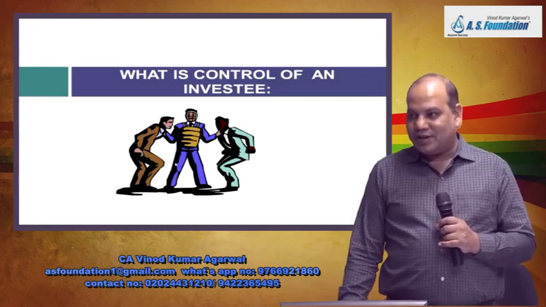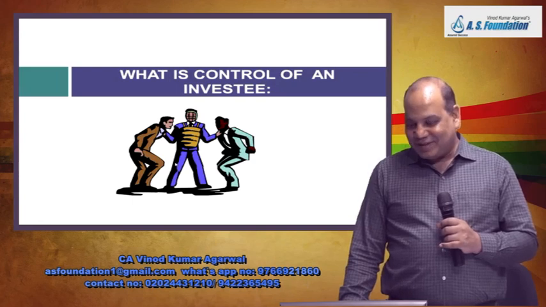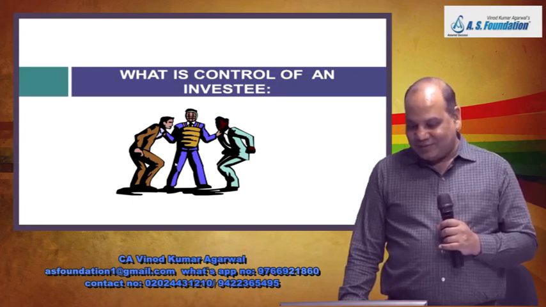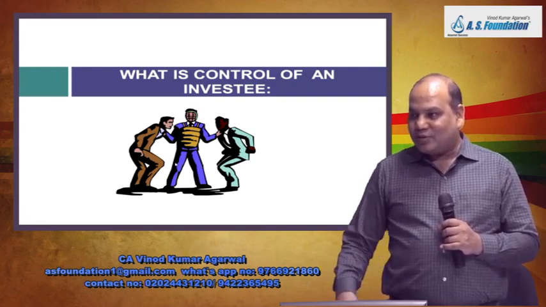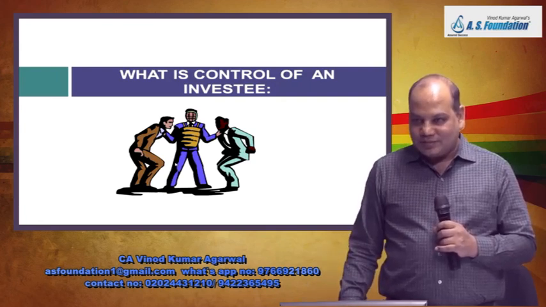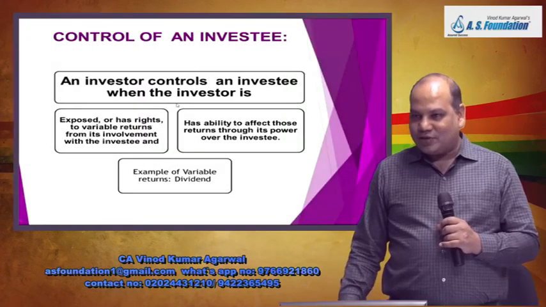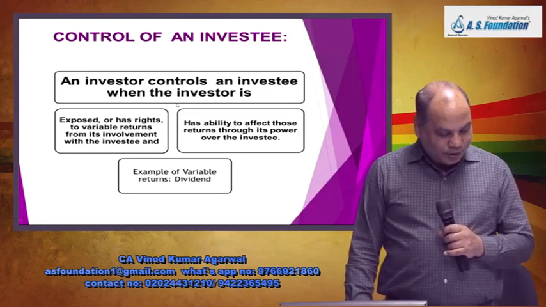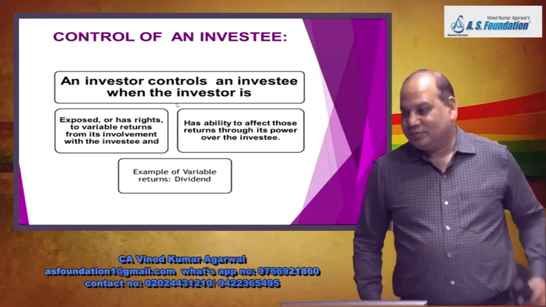When is this standard applicable? This standard is applicable when one entity has control over the other entity. Okay. Control is the main guiding factor in this standard. So the next few paragraphs we'll discuss control.